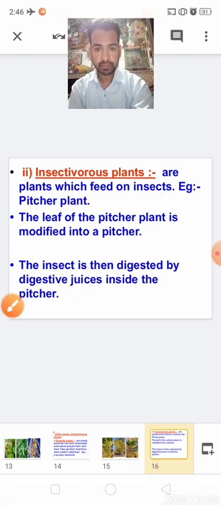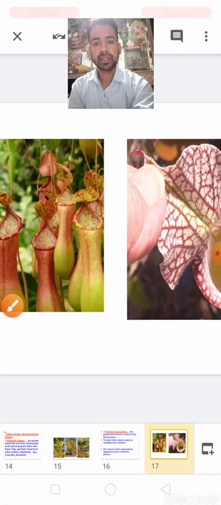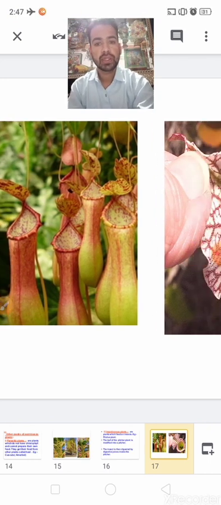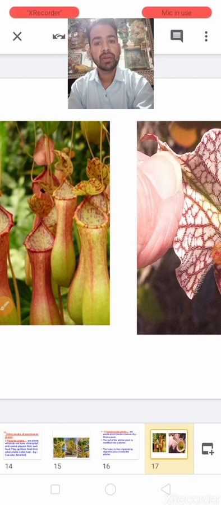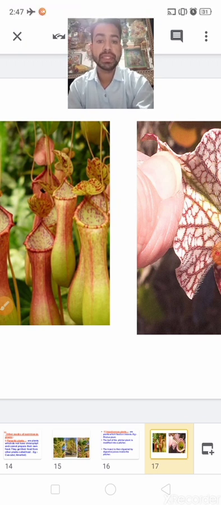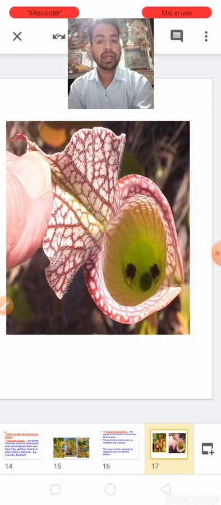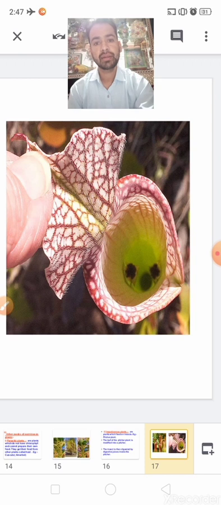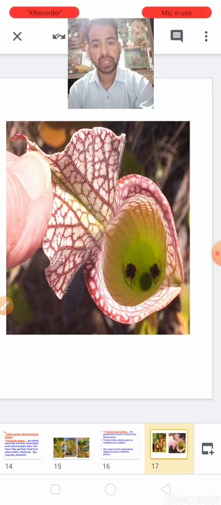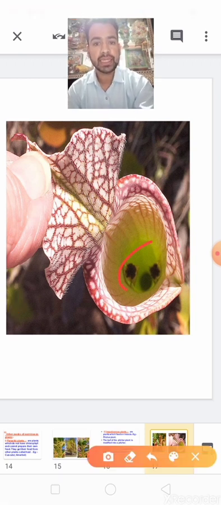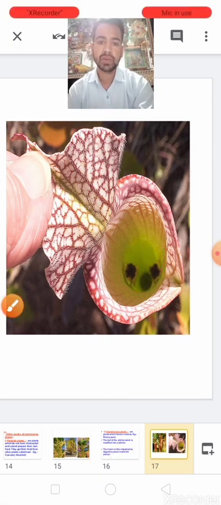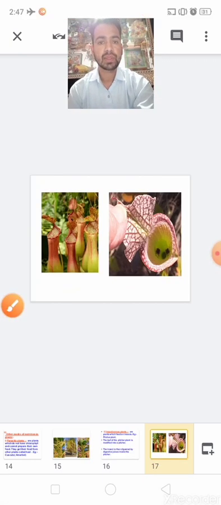Okay, we can see here the picture. Okay, that is pitcher plant. The pitcher plant, they feed on insect. When the insect surrounding the pitcher plant, they take the insect inside the pitcher and release the digestive juices, and through the digestive juices the insect will be digested there. Okay, clear about that? Pitcher plant.